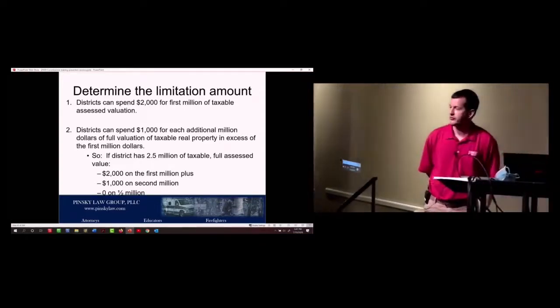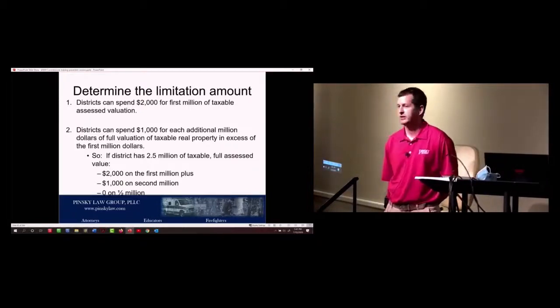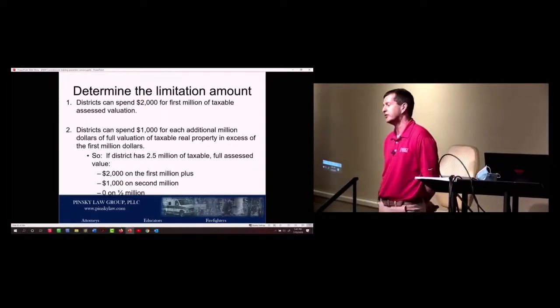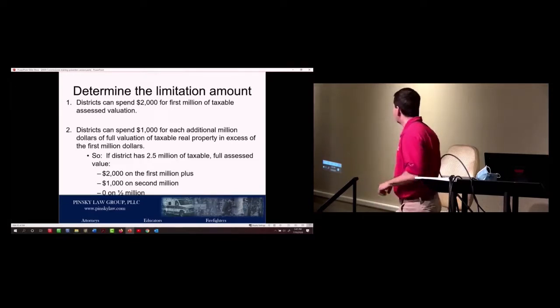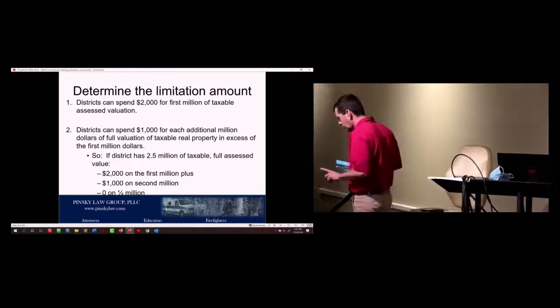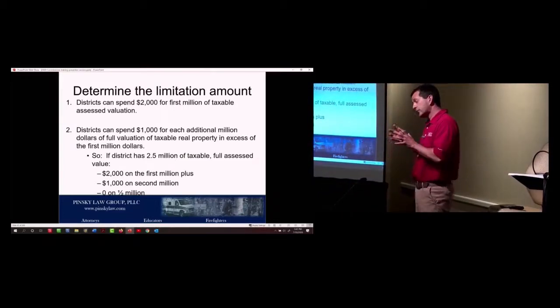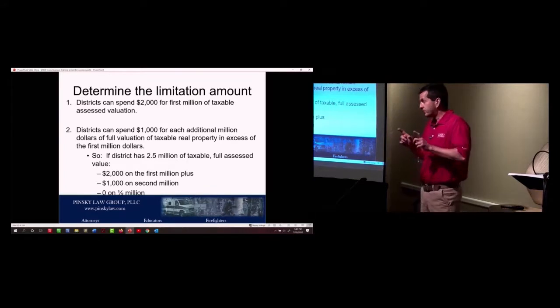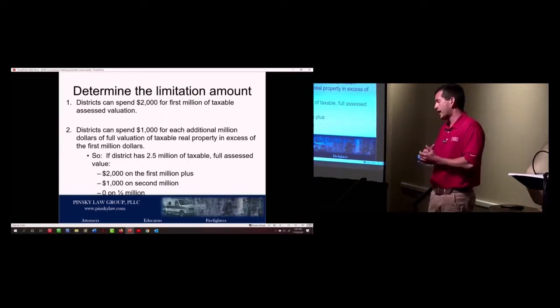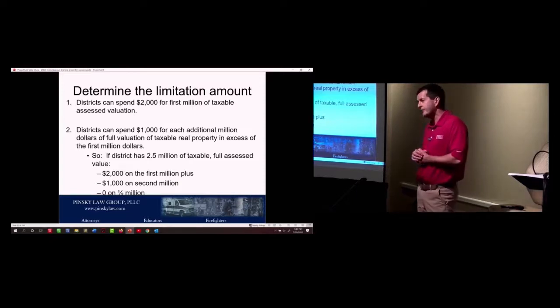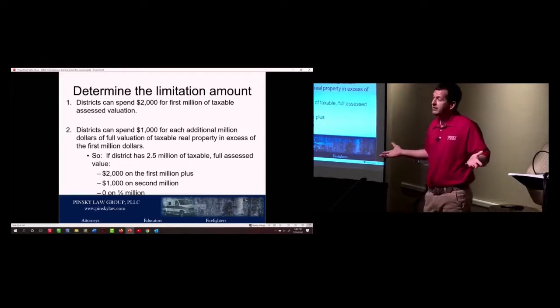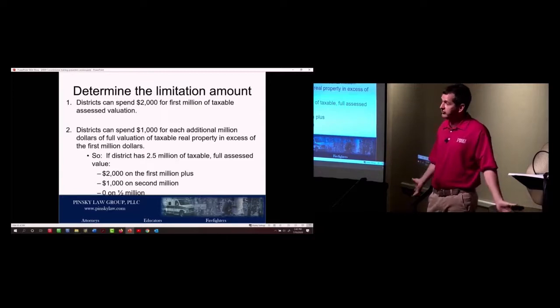Because if I speak really fast and talk about total taxable assessed valuation and statutory spending limit and how much you can spend, you're going to be really confused. I want you to be experts. So here's what we're going to do. We need to figure out how to compute your statutory spending limit. To figure out your spending limit, which is $2,000 for the first $1 million of taxable value and $1,000 for every $1 million thereafter, we have to figure out what? The taxable valuation of your district.